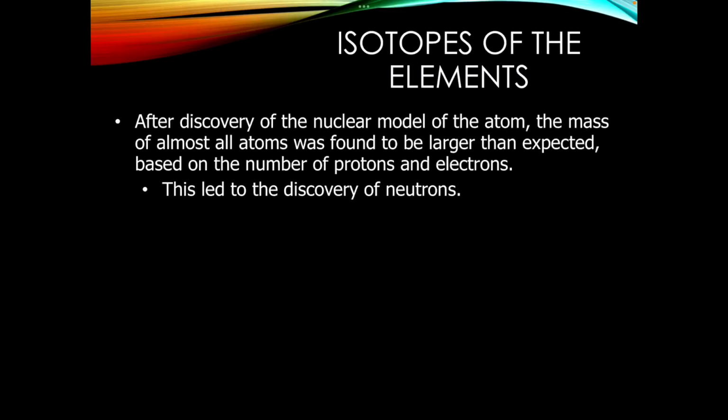Alrighty, let's keep going. After the discovery of the nuclear model of the atom, so after Rutherford did all of his work, the mass of almost all of these atoms was found to be larger than expected. So they added up the masses of the protons and the electrons, and they said, okay, that's not equaling our mass. What is going on? That's how the neutrons were discovered. They said there has to be something else in there that has mass, but it's not positively or negatively charged, because we know the positives and the negatives are canceling out, right? The protons and the electrons are equal and are canceling out. So something in there has mass, but has no charge.